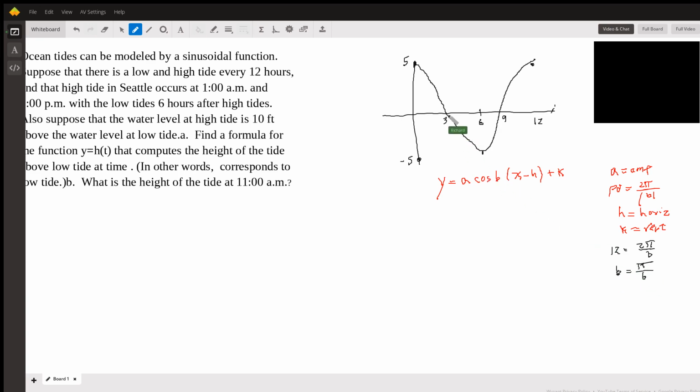Now we're ready to write the equation of this curve. The amplitude is 5, obviously. The amplitude is the distance from the midline to the max, or from the midline to the minimum. So y equals 5 cosine of pi over 6 x, because h is 0 and k is 0. And that's all there is to it. That's our formula, part A.